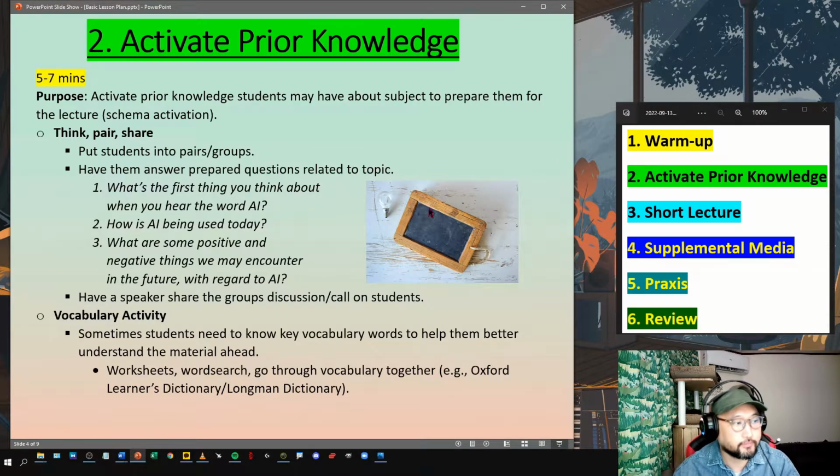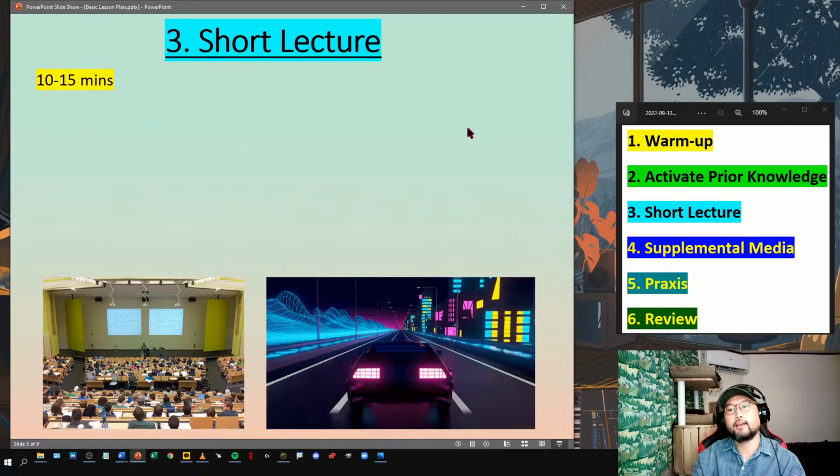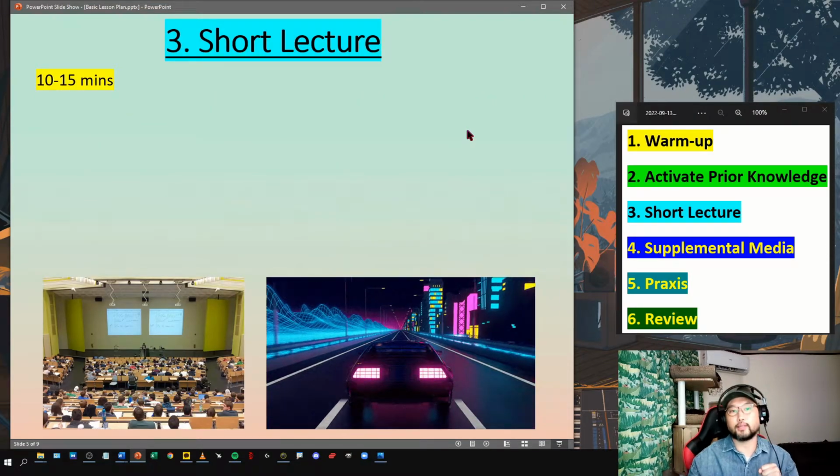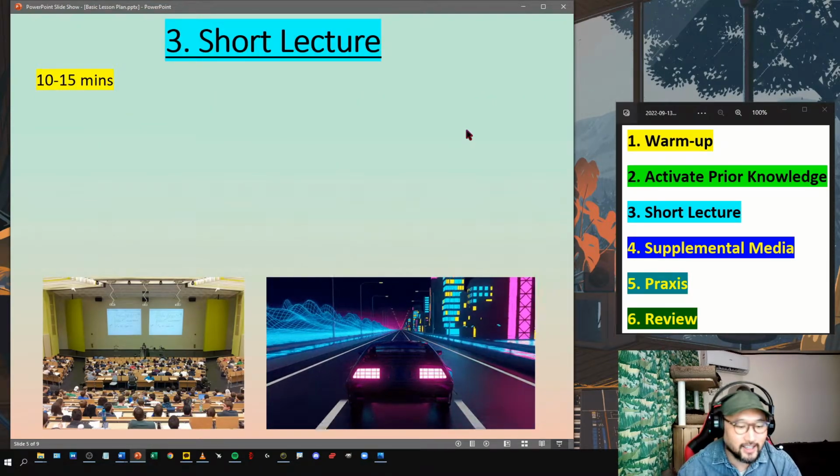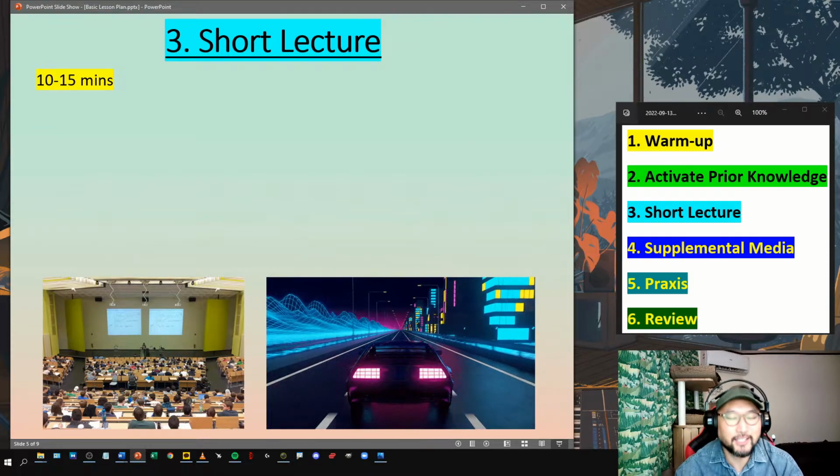Moving on to the lecture section. So we've done the warm-up, we've done the schema activation, activating prior knowledge. So now the students are ready, and this is where we offer our short lecture. And I say short because, I guess it really depends on what you teach, okay?